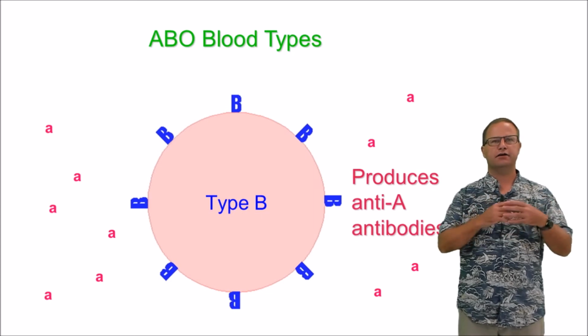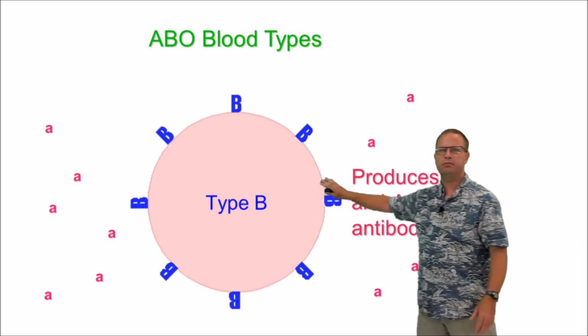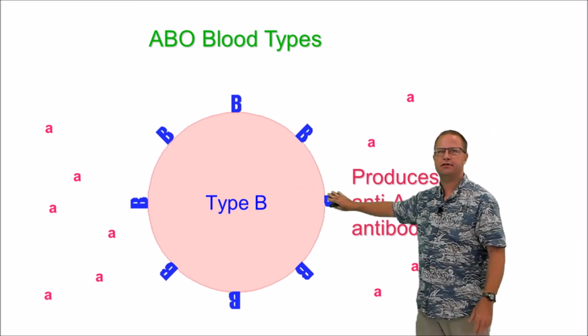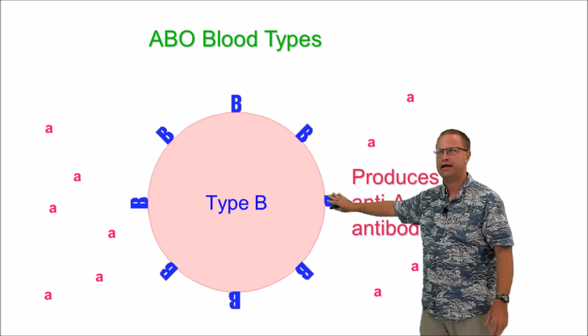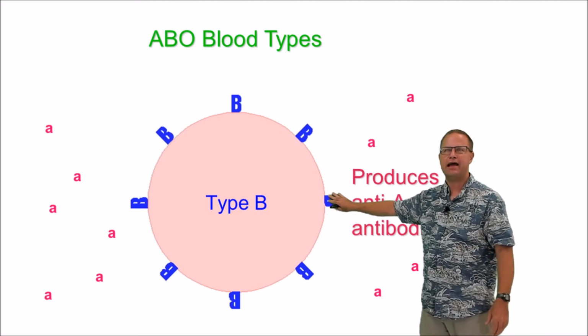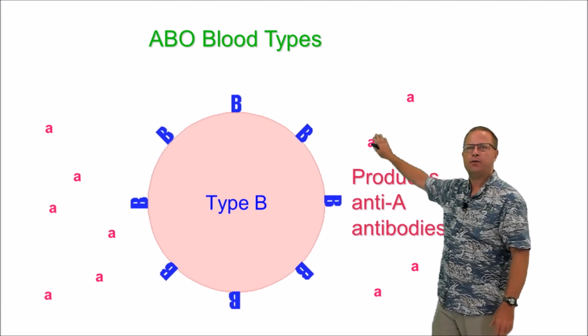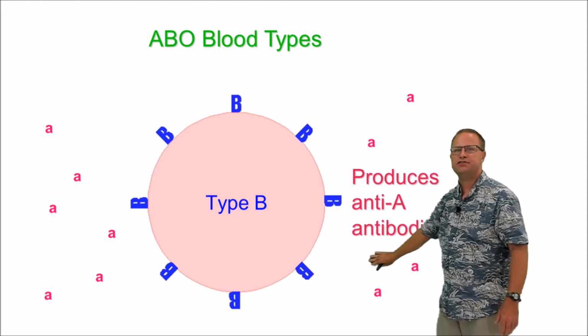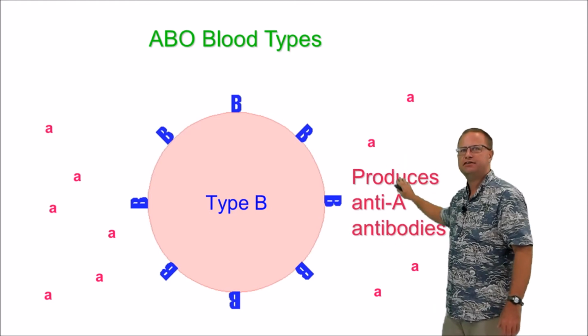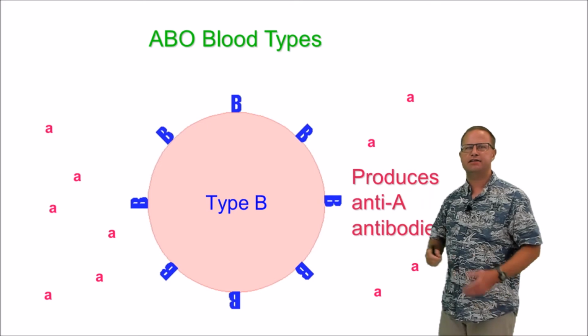All right, now let's take a look at somebody with type B blood. So same red blood cell, but now we have B antigens on the cell surface. Remember the rule, we make antibodies to all the antigens we do not have. Which antigen do we not have? Well, we don't have A. So out here, we would have anti-A antibodies. So I could not receive a blood transfusion from somebody with type A blood because my antibodies would attack that blood.